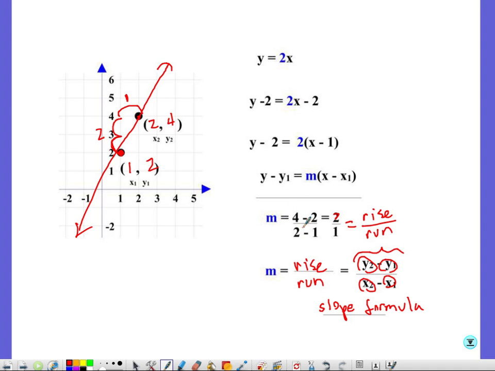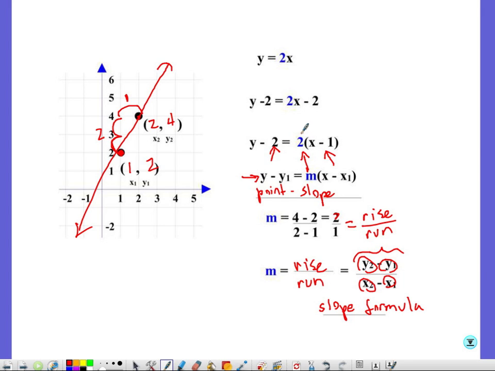So notice that the slope formula only gives us our slope. We need to use this formula here, which is the point slope formula, in order to find the equation that leads us to the function. So you plug in 2 for m, and you basically can pick any one of these. In this case, I picked x1, y1 to plug into the point slope formula. So y1 is 2 and then x1 is 1.